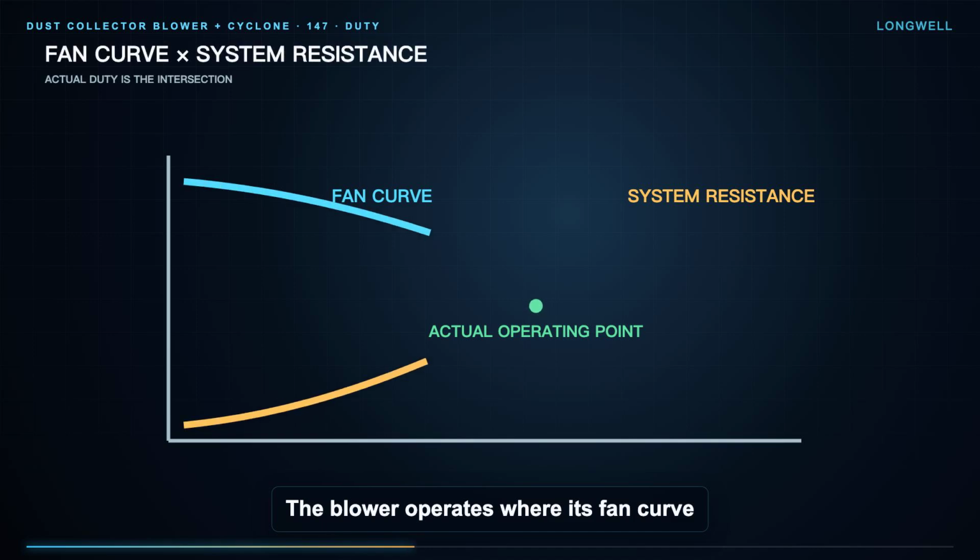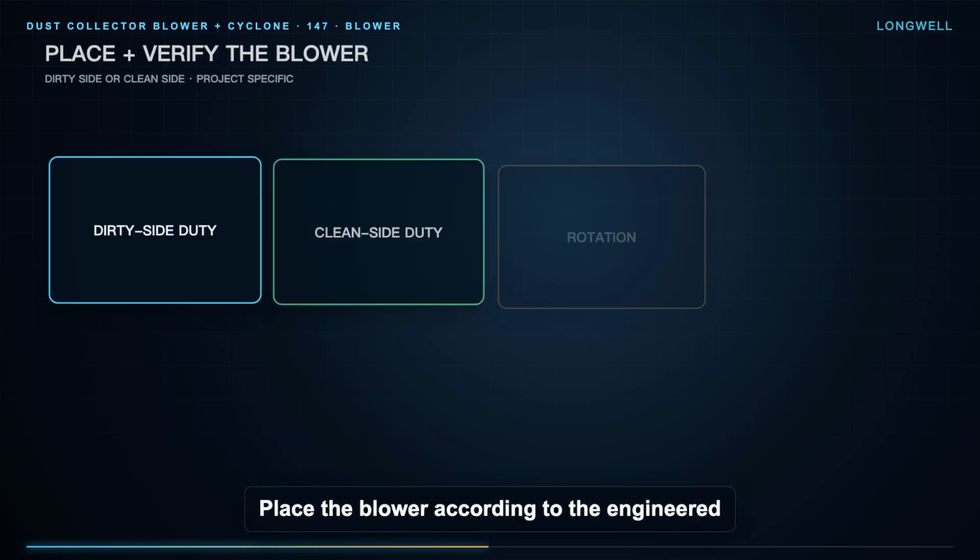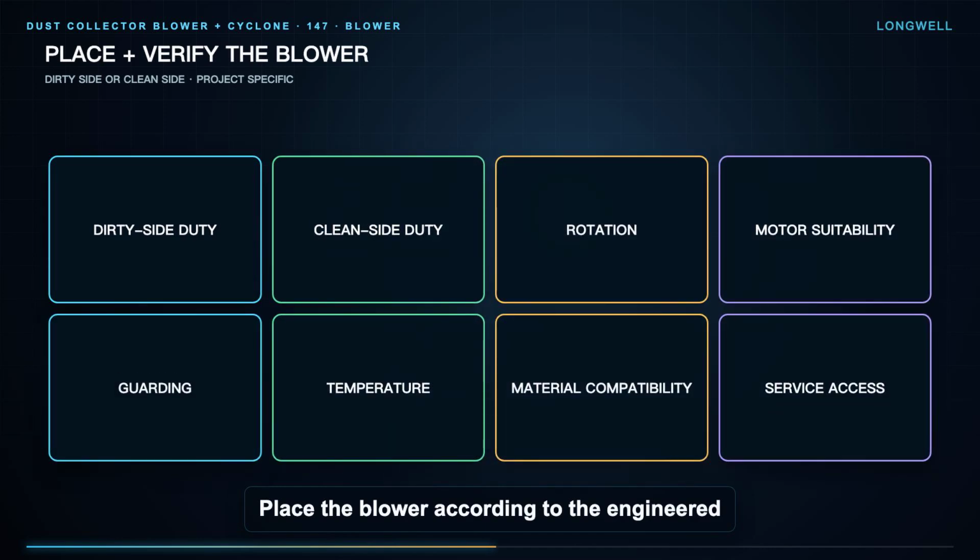The blower operates where its fan curve intersects total system resistance. Hood entry, duct friction, branches, bends, dampers, the cyclone, filter loading, leaks, and discharge restrictions all shift that point. Free air CFM is not capture flow at the machine, and no universal duct diameter or velocity fits every dust. Place the blower according to the engineered system arrangement and exact equipment limits.